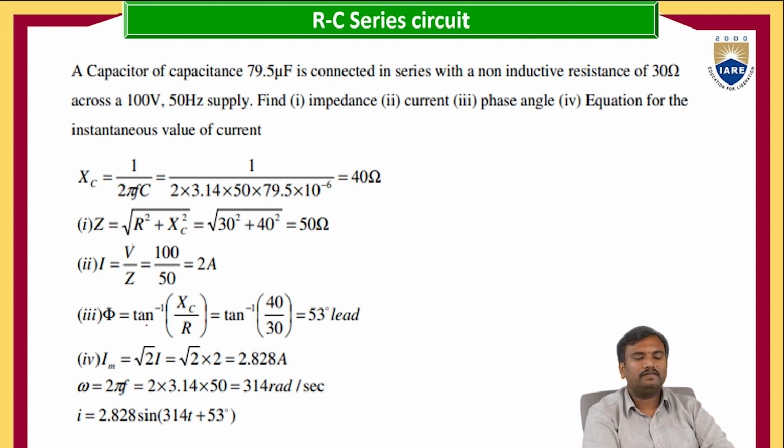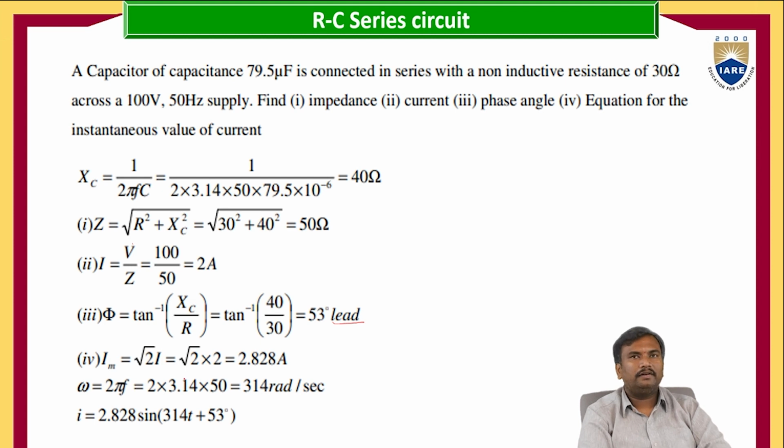And phi is equal to tan inverse of XC by R, that is equal to tan inverse 40 by 30, which is going to be 53 degrees, and this value will be leading because whenever we have capacitance, the current will be leading. So that's why we write the phi value as leading.